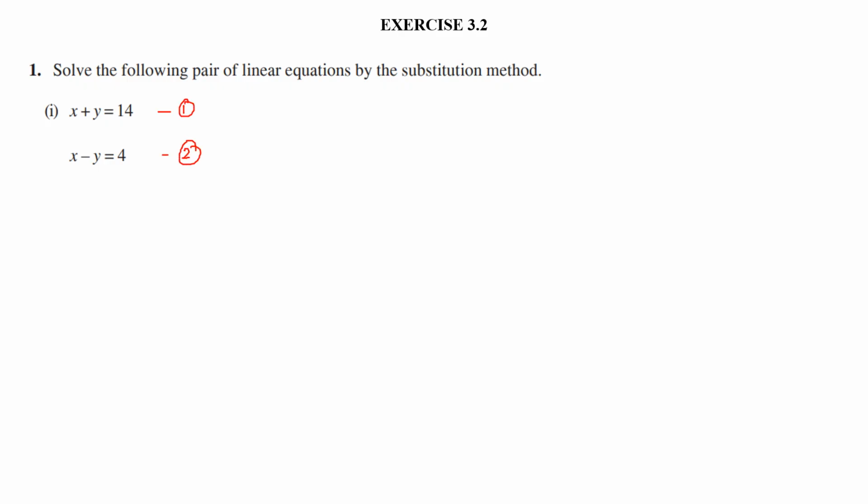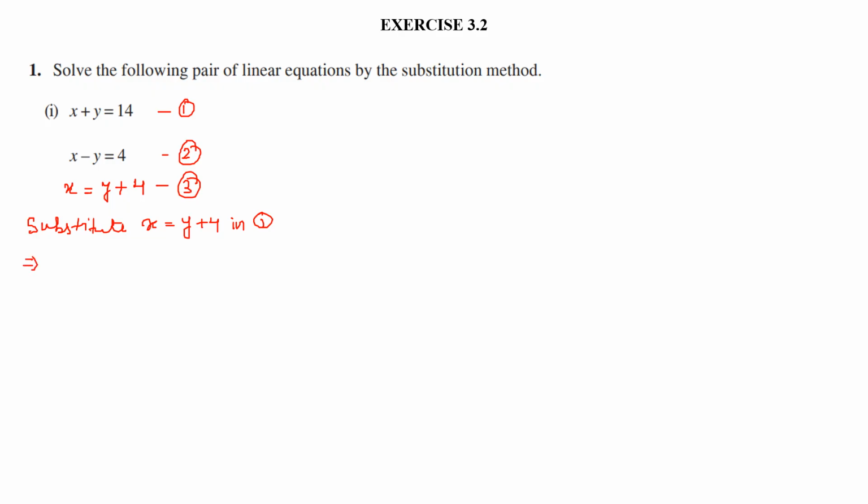Now from second equation I can write the value of x as y plus 4, isn't it? If you transpose minus y to other side it will become plus y. So it is y plus 4, and this is my equation number 3. Now I have to substitute x equal to y plus 4 in equation 1. Okay, let's substitute in equation 1.